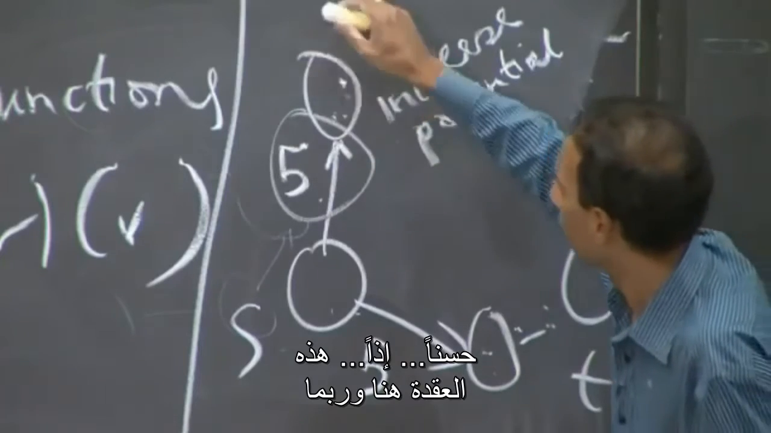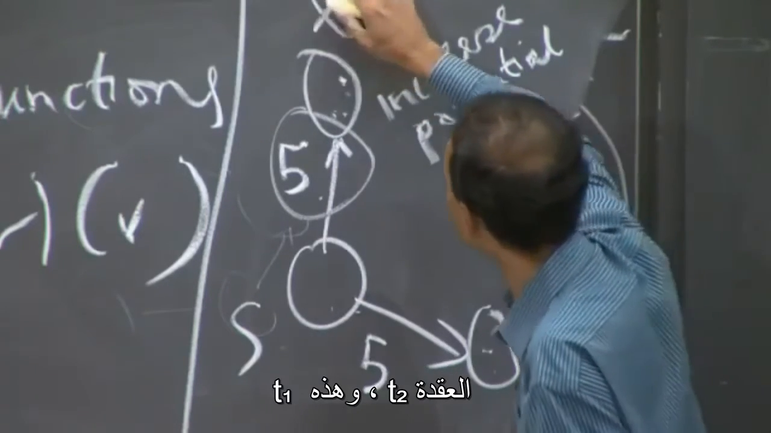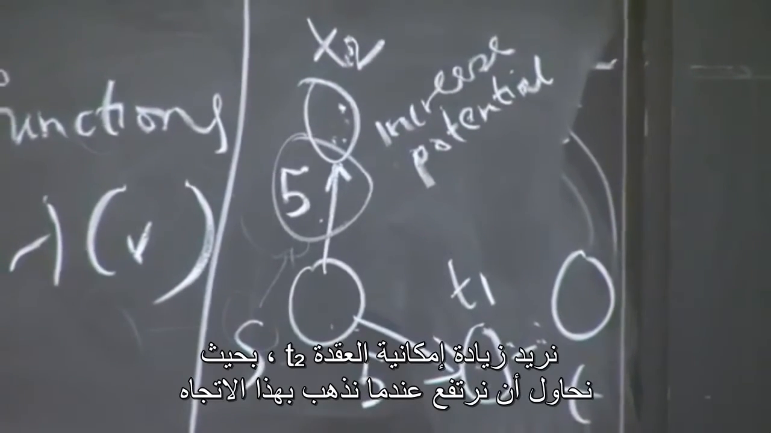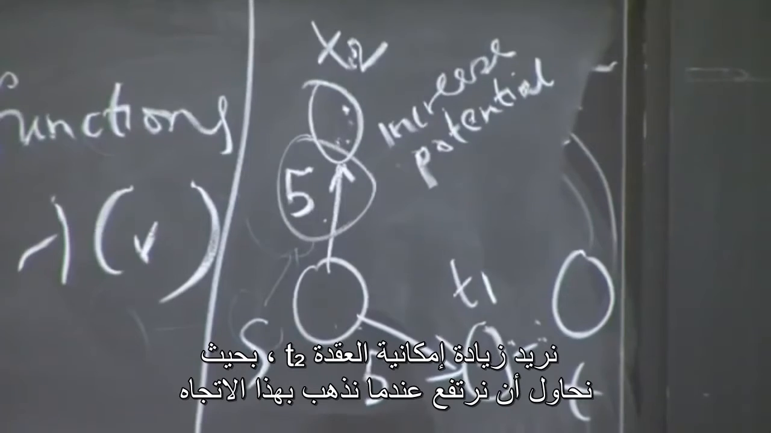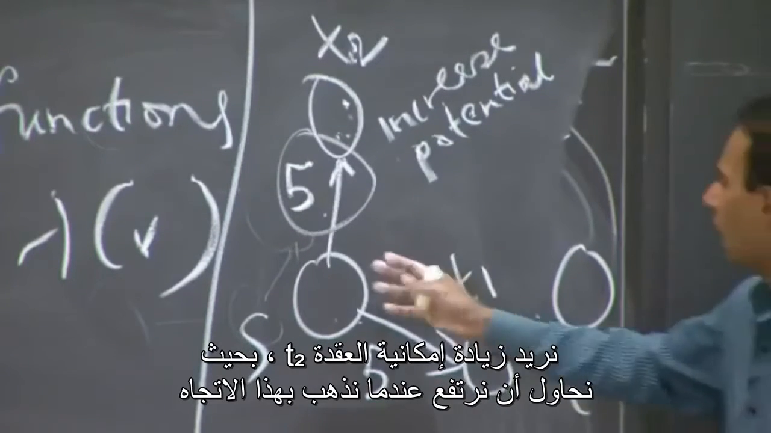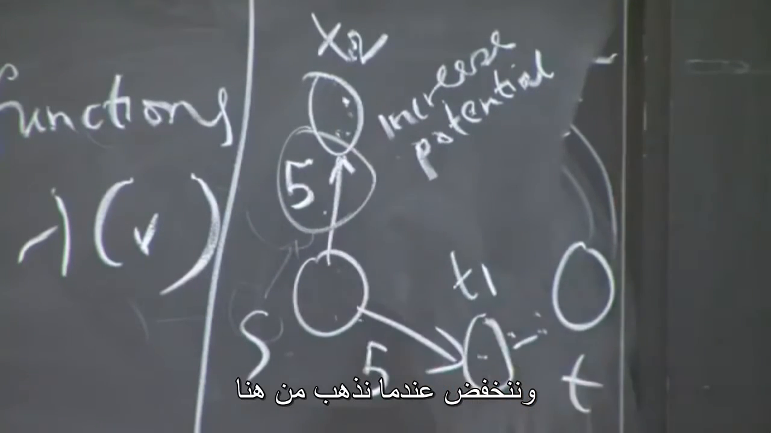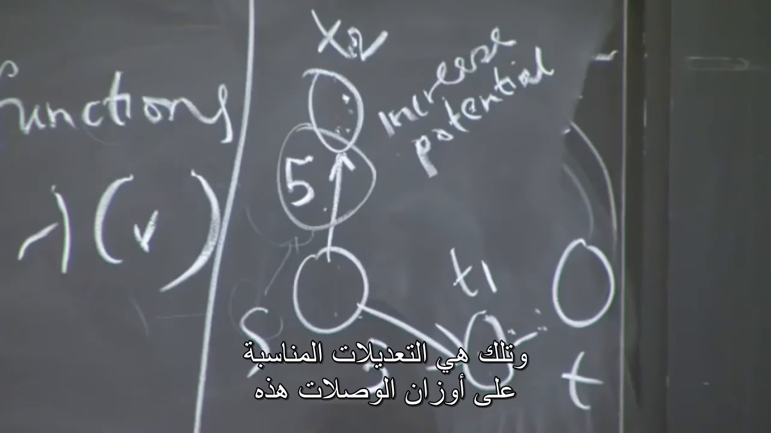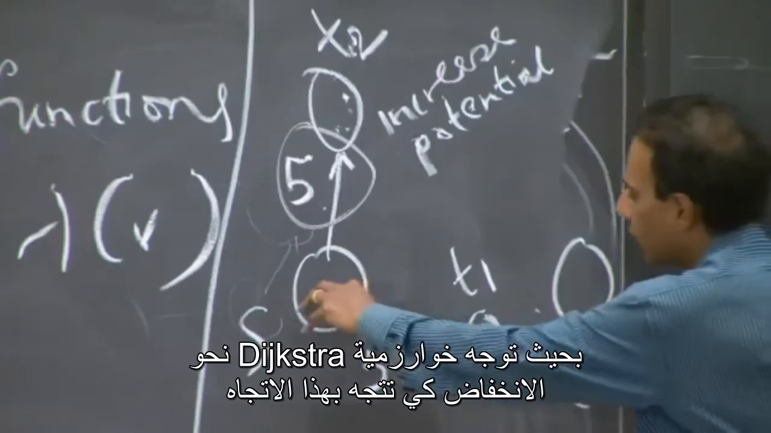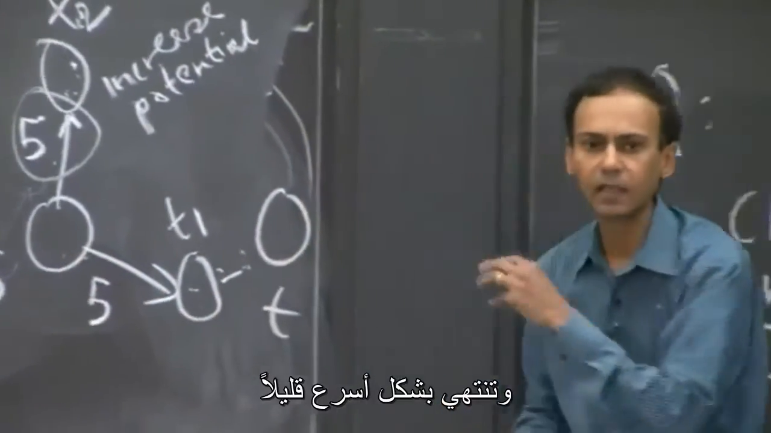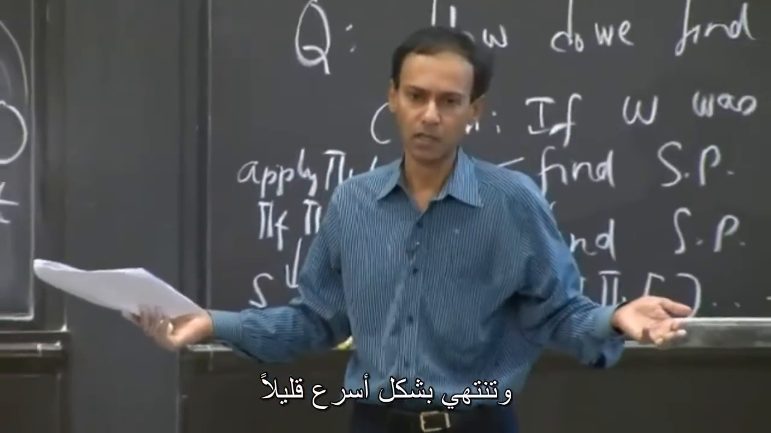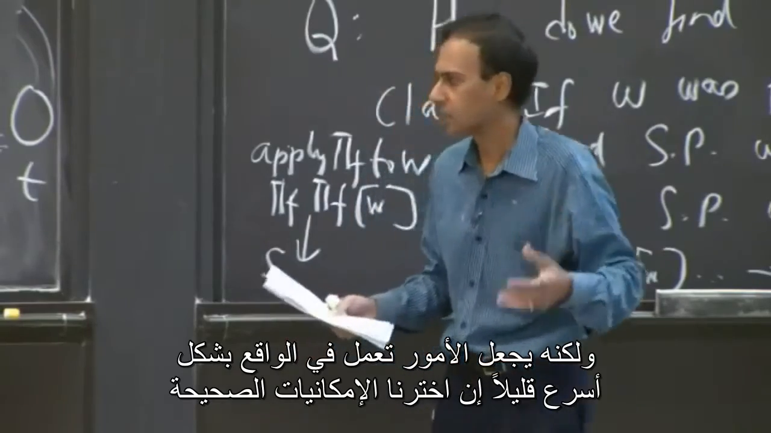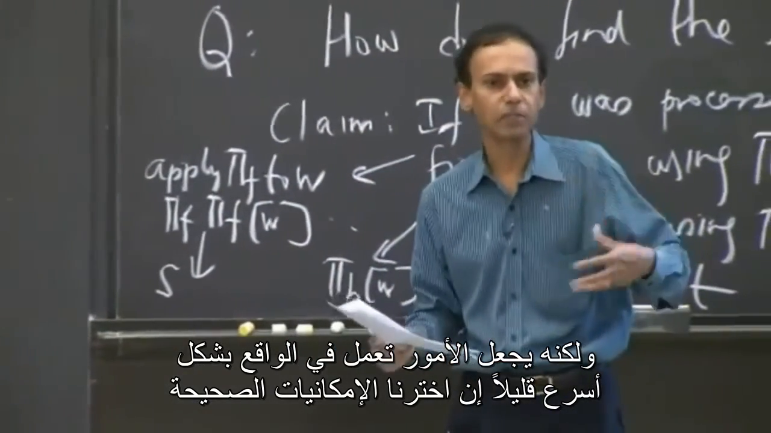So this node here may be the node T2, and this node may be the node T1. You want to increase the potential of node T2 such that you're actually trying to go uphill when you go this way, and this goes downhill. And that has the appropriate modifications on the edge weights such that the Dijkstra algorithm is steered towards going downhill and going down this path, and it terminates a little bit quicker. Right? Doesn't change asymptotic complexity. It just makes things run in practice a little bit faster if you choose the right potentials.